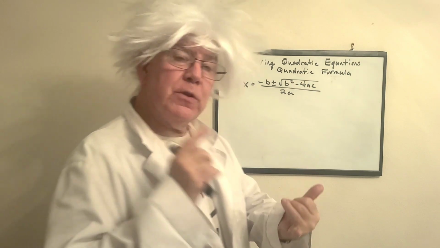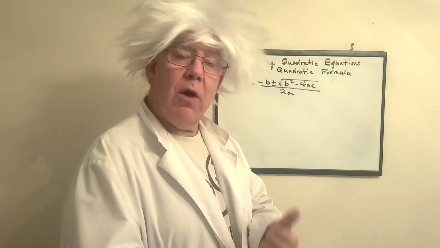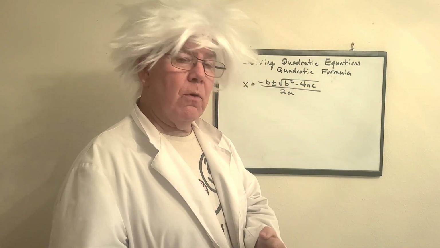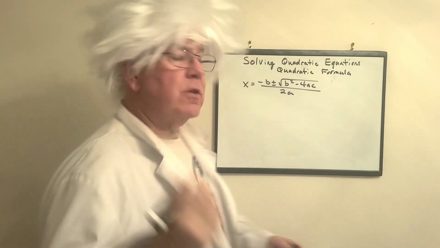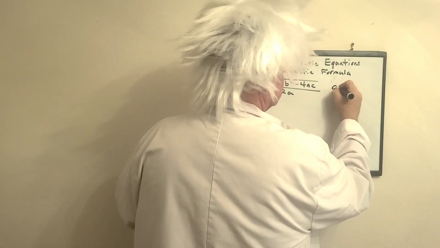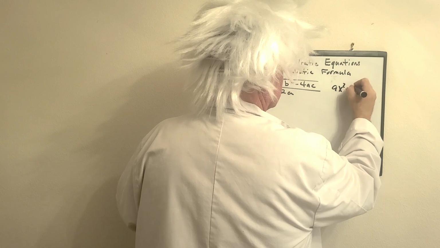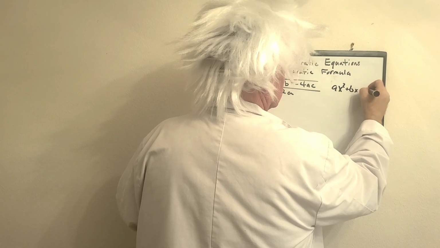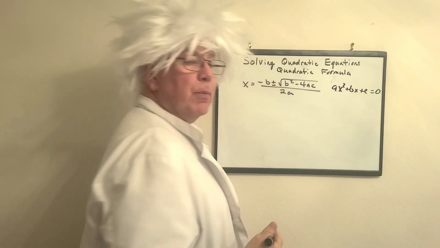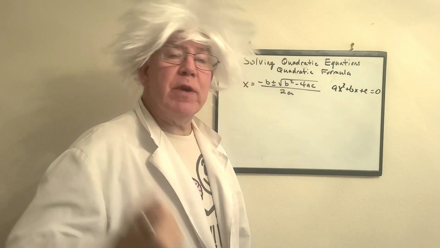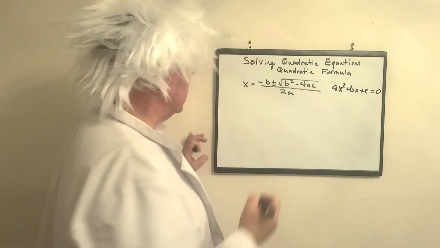We've solved quadratics by taking square roots. We've solved quadratics by factoring. We've solved quadratics by completing the square. So here's the deal. It's got to be in this form, ax squared plus bx plus c equals 0, or you can't put it in the formula. So watch what I'm fixing to do.